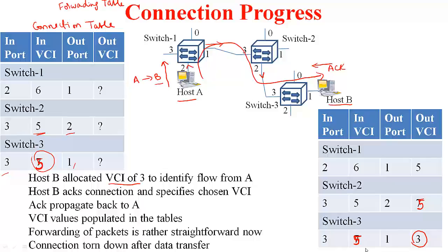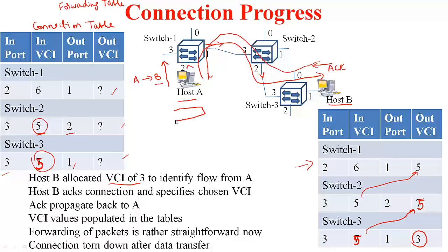Similarly, switch 3, because it used an in VCI of 5, is going to tell switch 2 to use an out VCI of 5. So this gets represented here, and similarly this gets represented here. So the point to note here is that the same VCI 5 is being used at the different switches. So this is local in scope and not global in scope. Now as this ACK from B propagates back to host A, all these out VCI fields are filled up as shown here. Now forwarding of a packet is very straightforward.